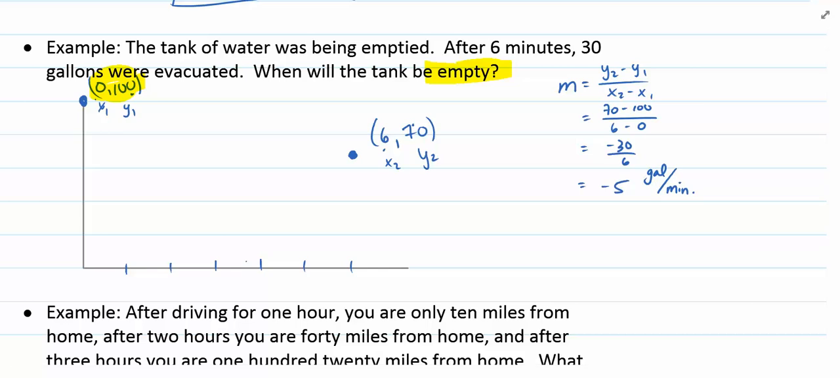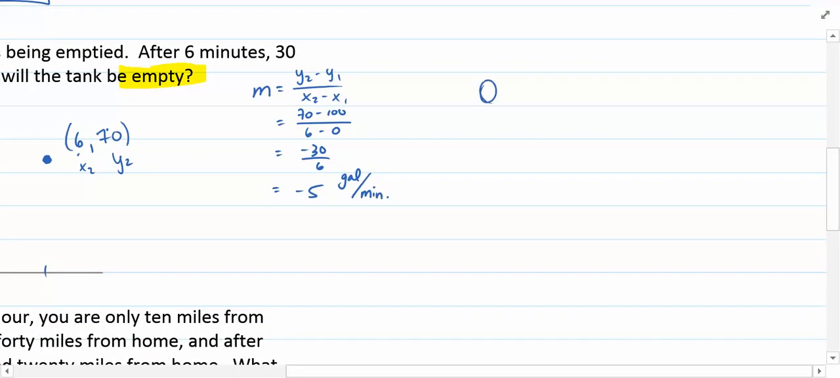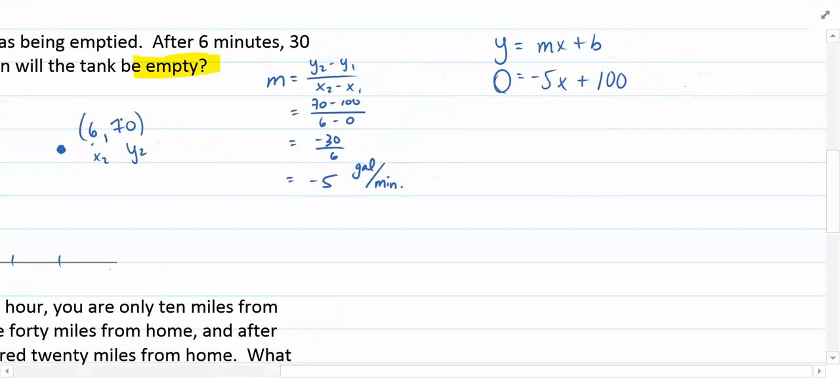Now the question becomes, when will the tank be empty? And to think of that, the tank would be empty when its total is equal to 0. So if we're using our equation y equals mx plus b, our total has to be 0. Our m value we just calculated to be negative 5. Negative 5 times x plus b, our starting value was 100. So 0 must be equal to negative 5x plus 100.